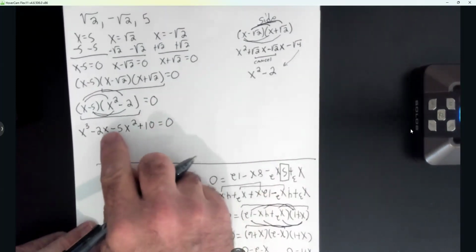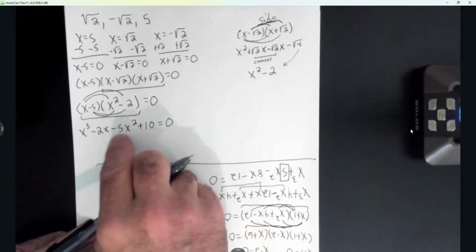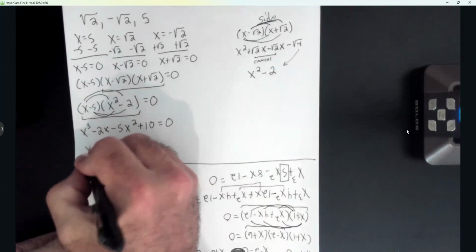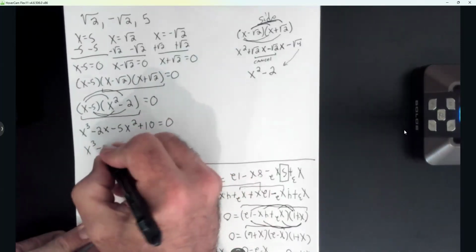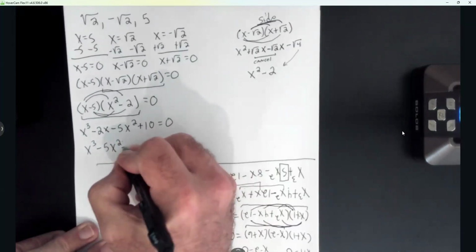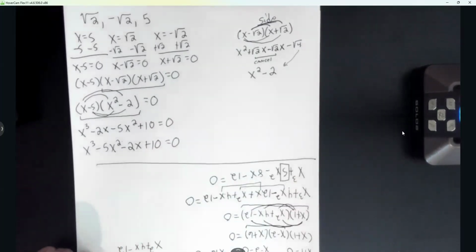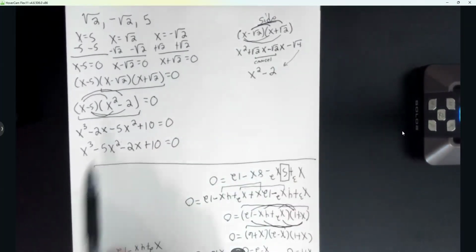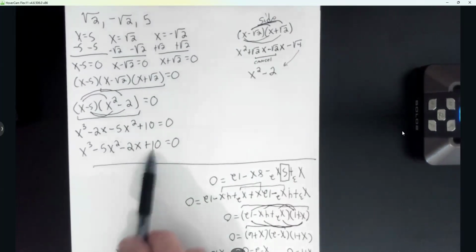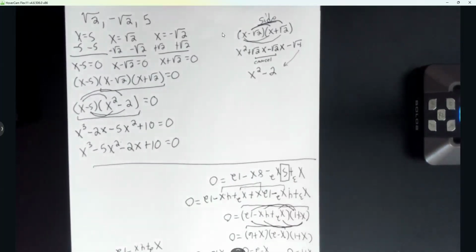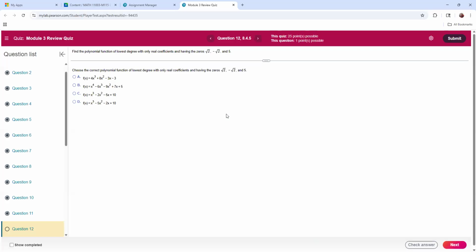Y'all, the only thing I would do to that is rearrange the middle because they're out of order. So bring down your x cubed minus the 5x squared minus the 2x plus the 10. All right, so that's what we're looking for. X cubed, negative 5x squared, negative 2x plus 10. Whoo, y'all, that's a lot of FOILing on them two problems. All right, x cubed minus 5x squared minus 2x plus 10.